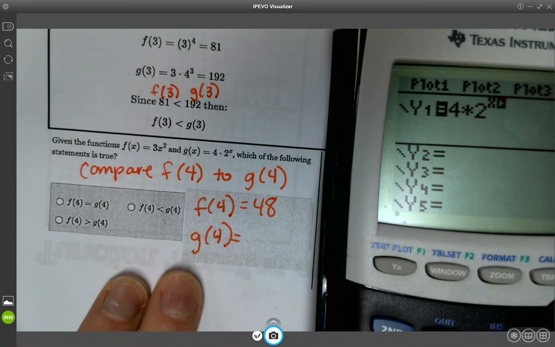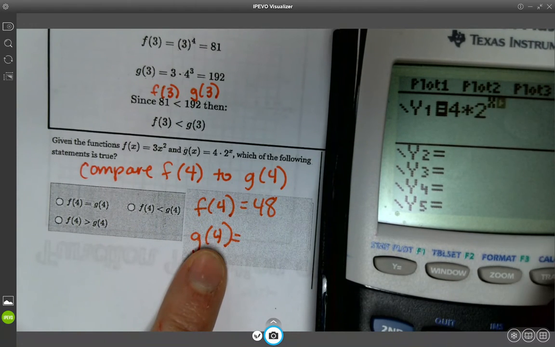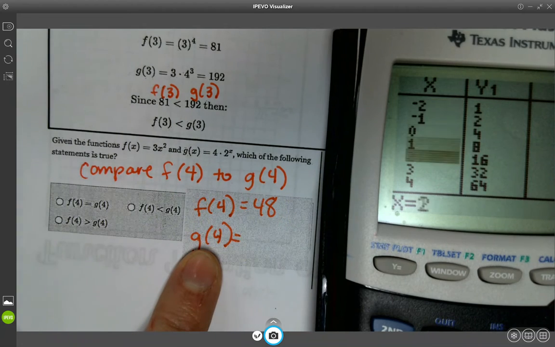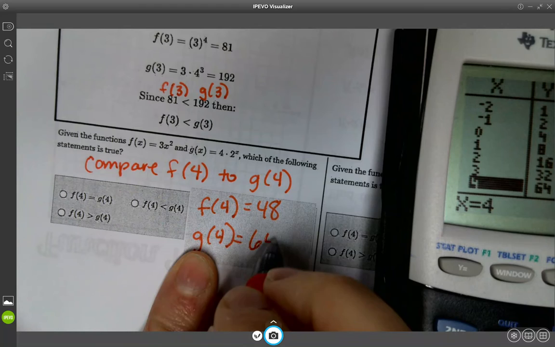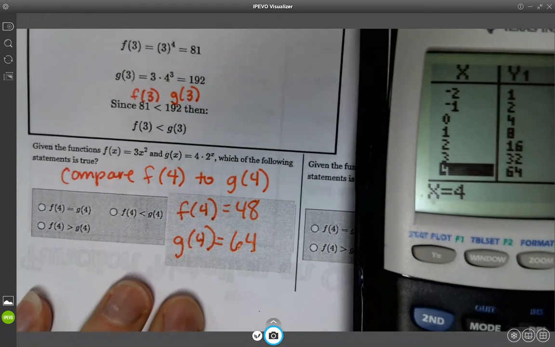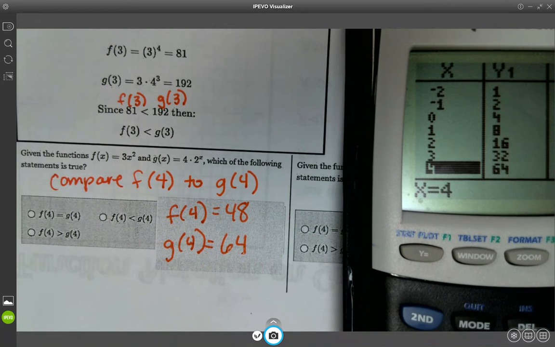And we want to know what g of 4 is. So what is x? 4, so it equals 64, yeah. So g of 4 is greater than f of 4? Yeah, but we're doing it the other way. You want to do the f function first. F of 4 is less than g of 4.